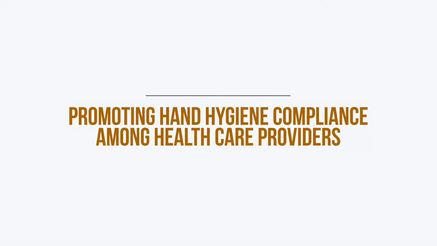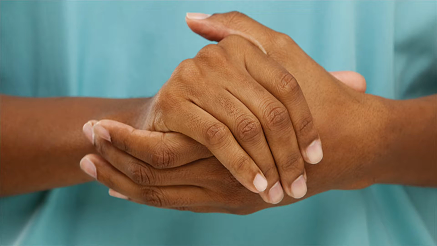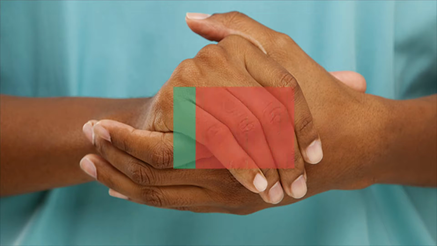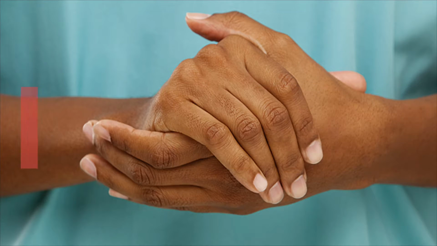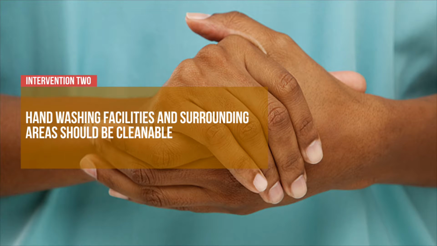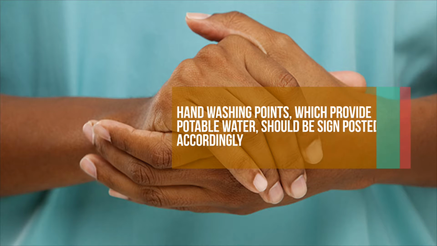In order to promote compliance with hand washing hygiene by healthcare providers, the following interventions must be put in place. Reliable hand washing facilities with clean water and soap or hand sanitizers must be available in all treatment areas, waiting rooms, and near toilets for patients and staff. Hand washing facilities and surrounding areas should be cleanable. Hand washing points, which provide portable water, should be signposted accordingly.